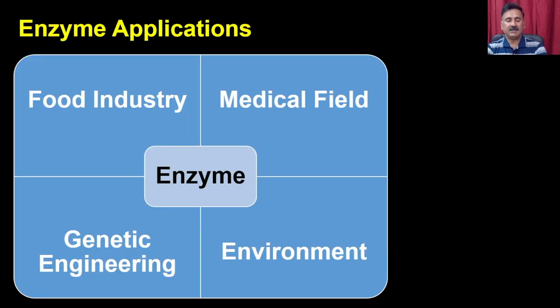So this is all about the enzyme applications in the food industry, in the medical field, in genetic engineering, and in the environment. The role of enzymes in genetic engineering we have discussed in detail when we talked about how you can clone an enzyme, how you can do PCR and all other kinds of things. So that's why I have not taken that part and discussed it in this particular module. So with this, I would like to conclude my lecture. In this lecture, we have discussed the role of enzymes in the food industry, medical field, and the environment, as well as genetic engineering.